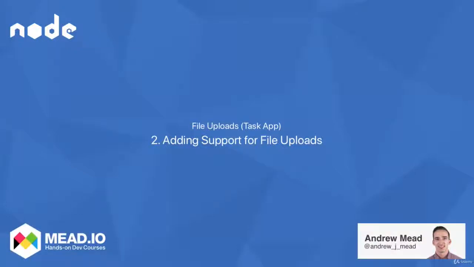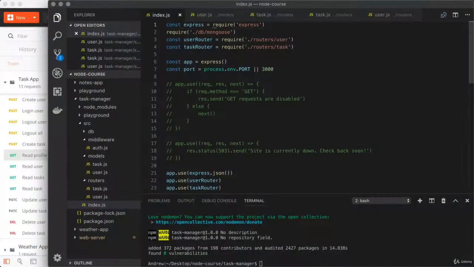In this lesson, we're going to kick off the section by figuring out how we can add support for file uploads to the Express application. Now, for the moment, we're not going to worry about users being authenticated or the file being of the correct type, such as an image. We're going to start by just getting the basics in place.